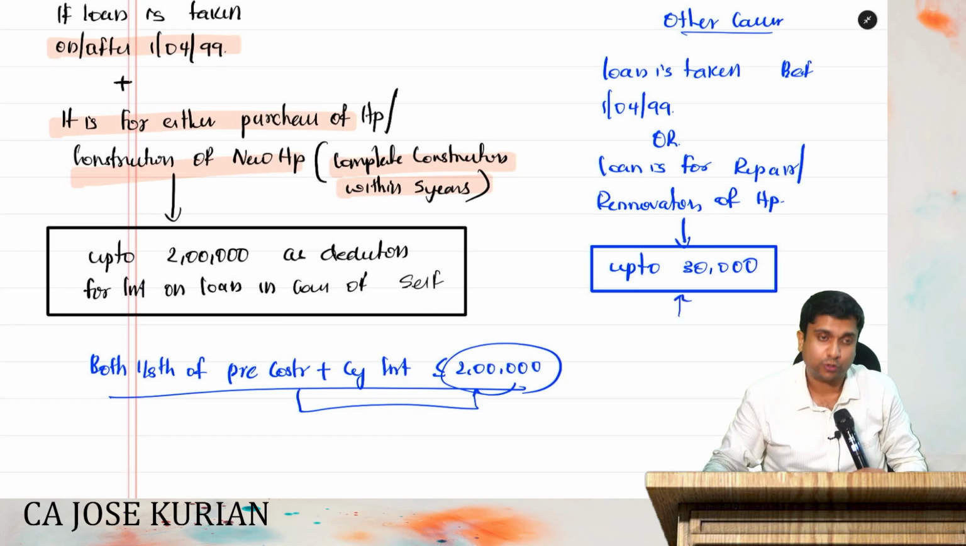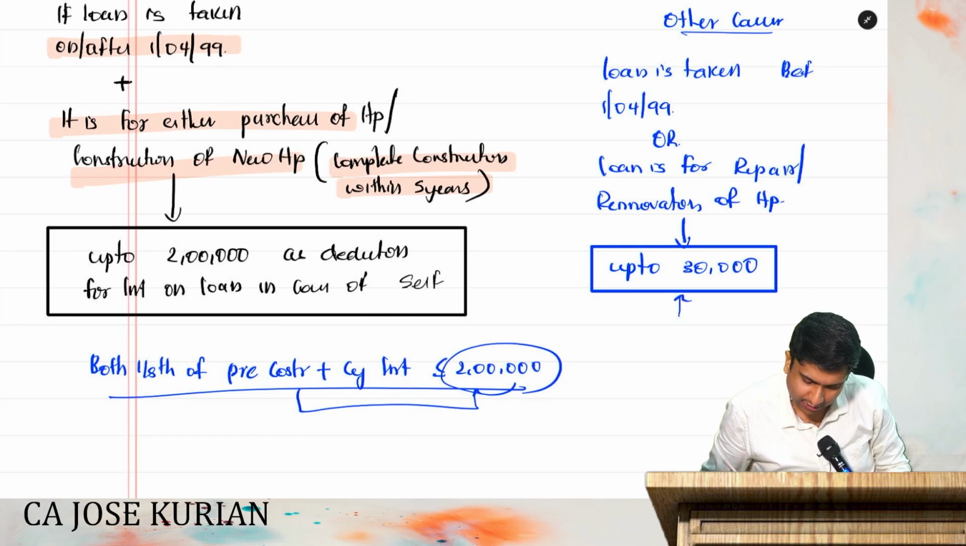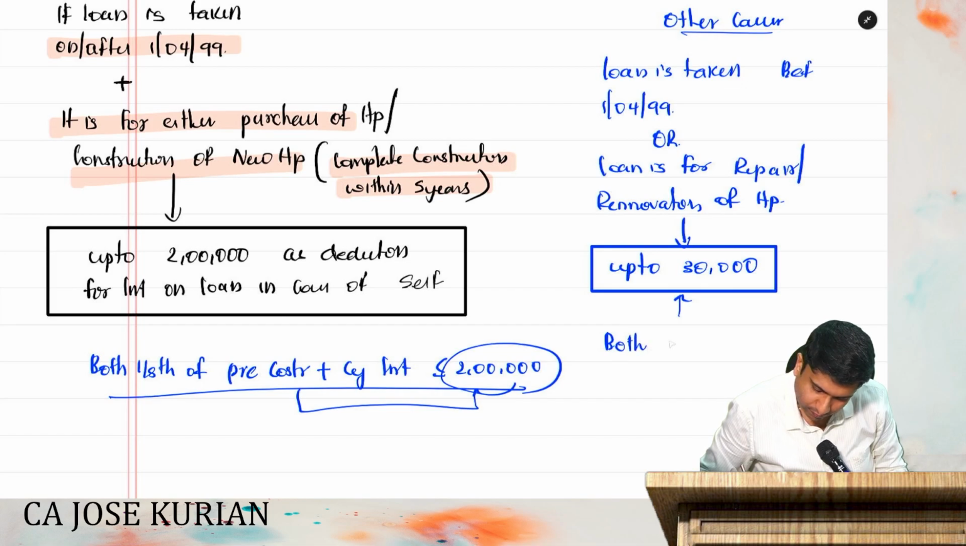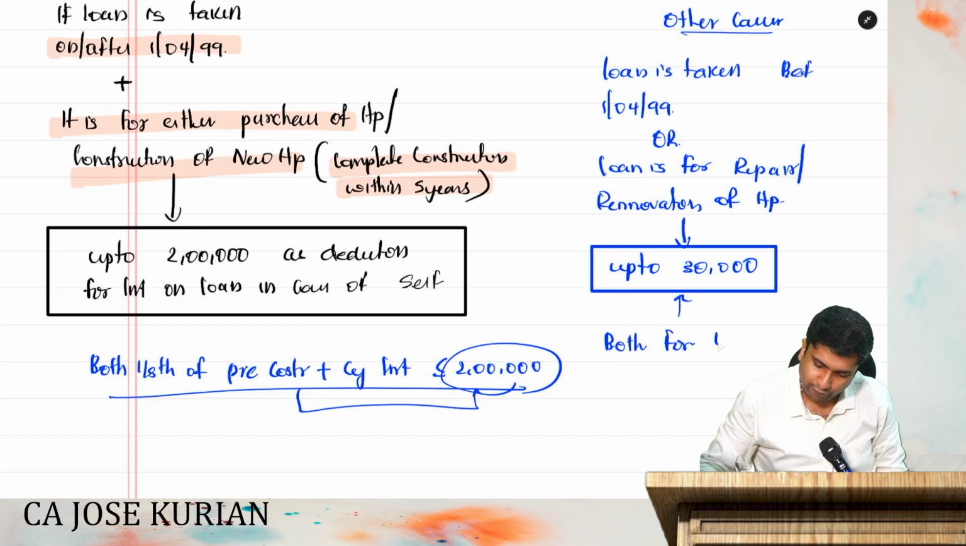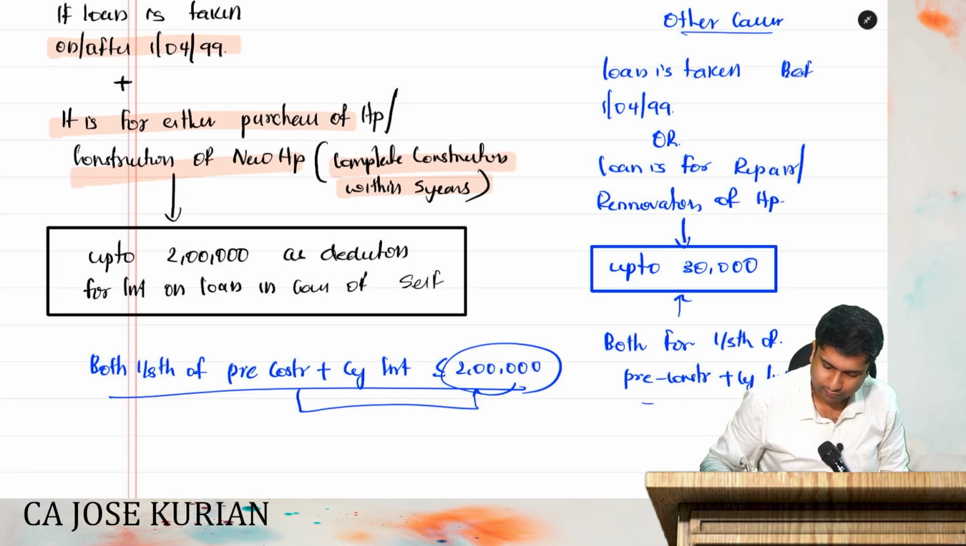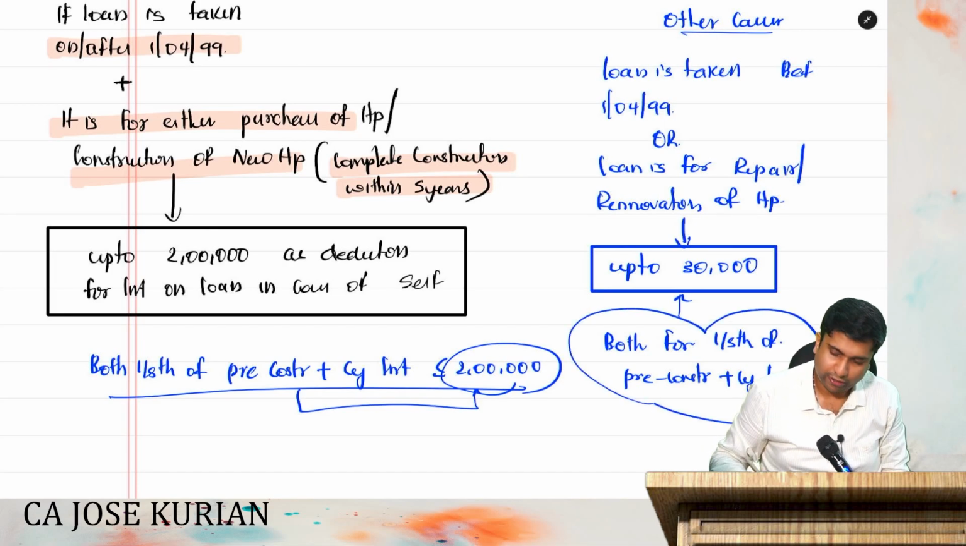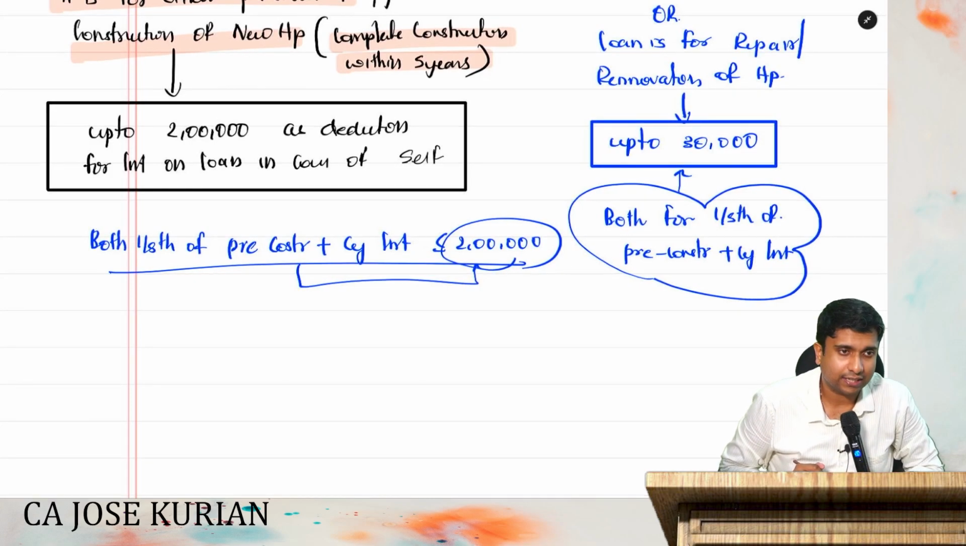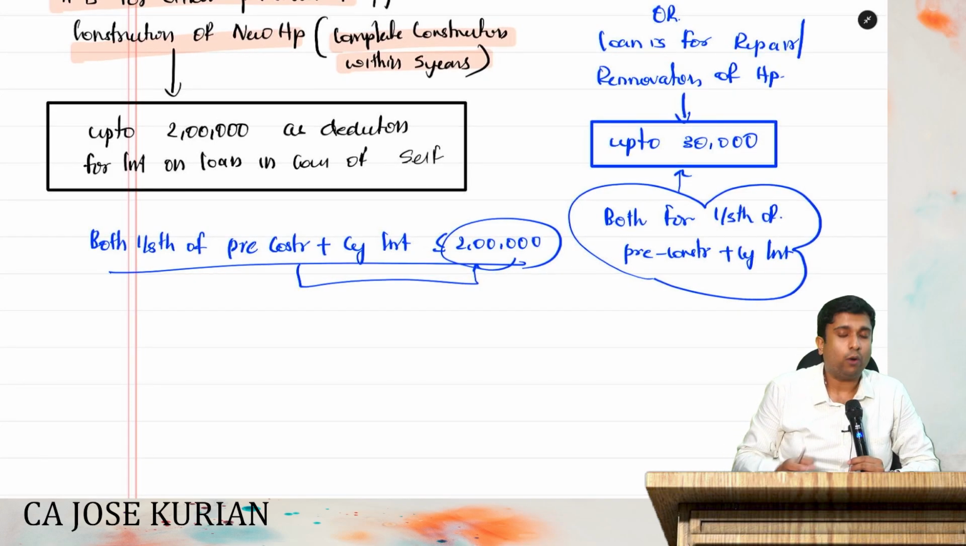Same with 30,000 also. This 30,000 is both for 1/5 of pre-construction plus current year interest. How is it 2 lakh and 30,000?